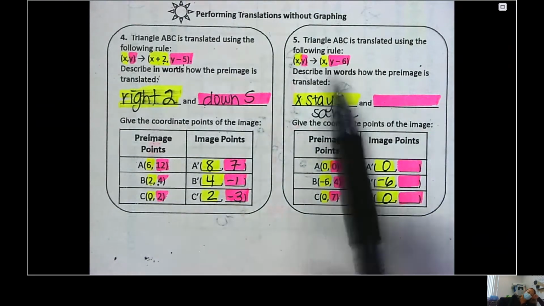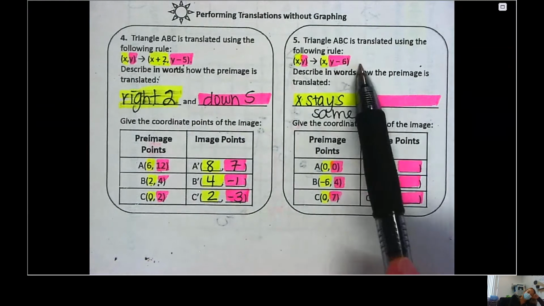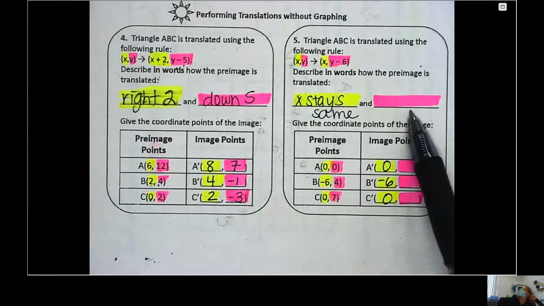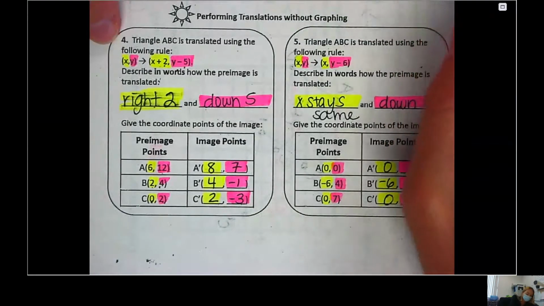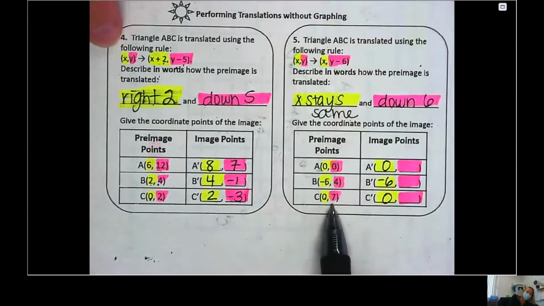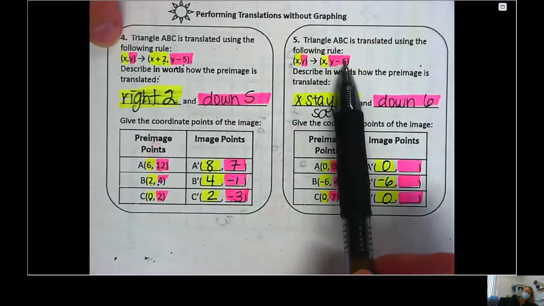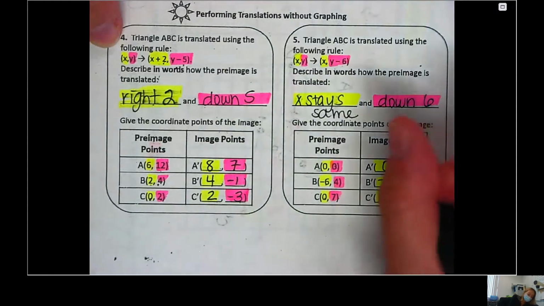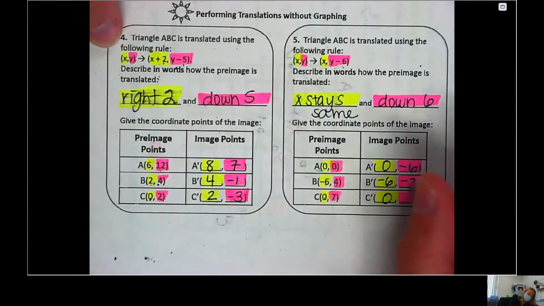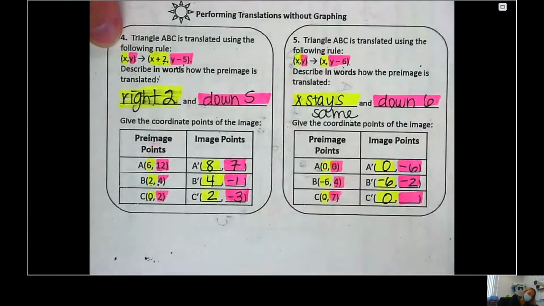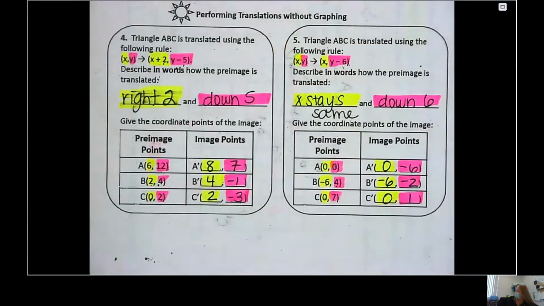What do I have to do for my y's? What does y -6 mean? Where do I go? Down 6. So I'm going to take these numbers and subtract 6 from them. So what's 0 minus 6? What's 4 minus 6? 7 minus 6. Ta-da, you're finished. You got it.